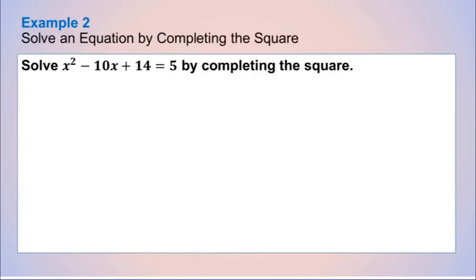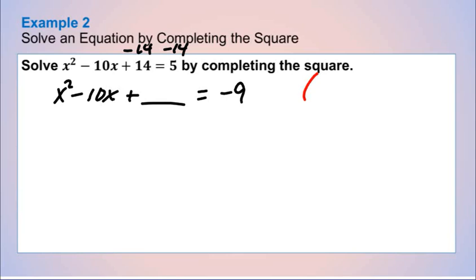Example 2, now you're going to complete the square, which means you're going to be finding out what x equals. So to complete the square, I need to make sure that it's x squared minus 10x, and I need to find the c here. But in order to do that, I need to subtract 14 on both sides. So that's going to make this equal to a negative 9. Now to complete the square, I take my b divided by 2 and I square it. Half of negative 10 is negative 5. Negative 5 squared is 25. So now this is 25.